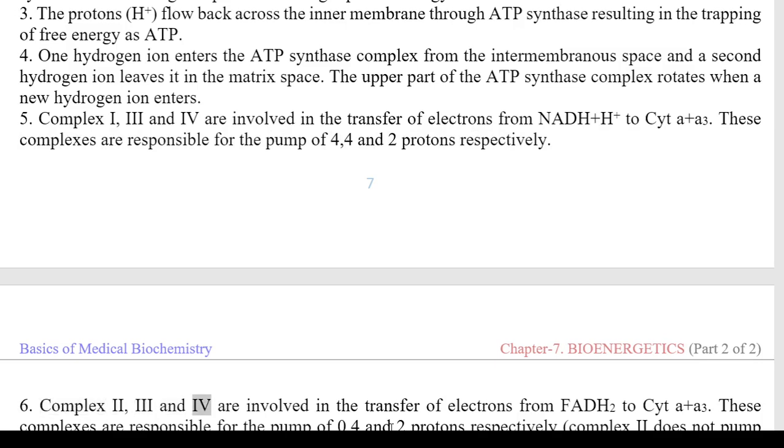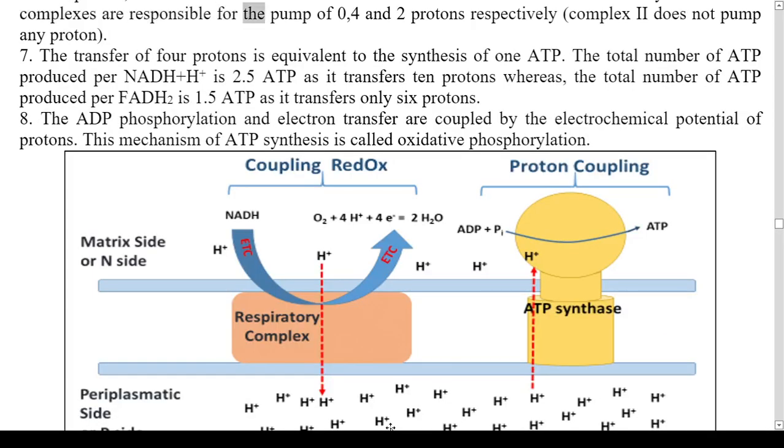6. Complex II, III and IV are involved in the transfer of electrons from FADH2 to cytochrome a plus a3. These complexes are responsible for the pump of 0, 4 and 2 protons respectively. Complex II does not pump any proton. 7. The transfer of 4 protons is equivalent to the synthesis of 1 ATP. The total number of ATP produced per NADH plus H plus is 2.5 ATP as it transfers 10 protons, whereas the total number of ATP produced per FADH2 is 1.5 ATP as it transfers only 6 protons.